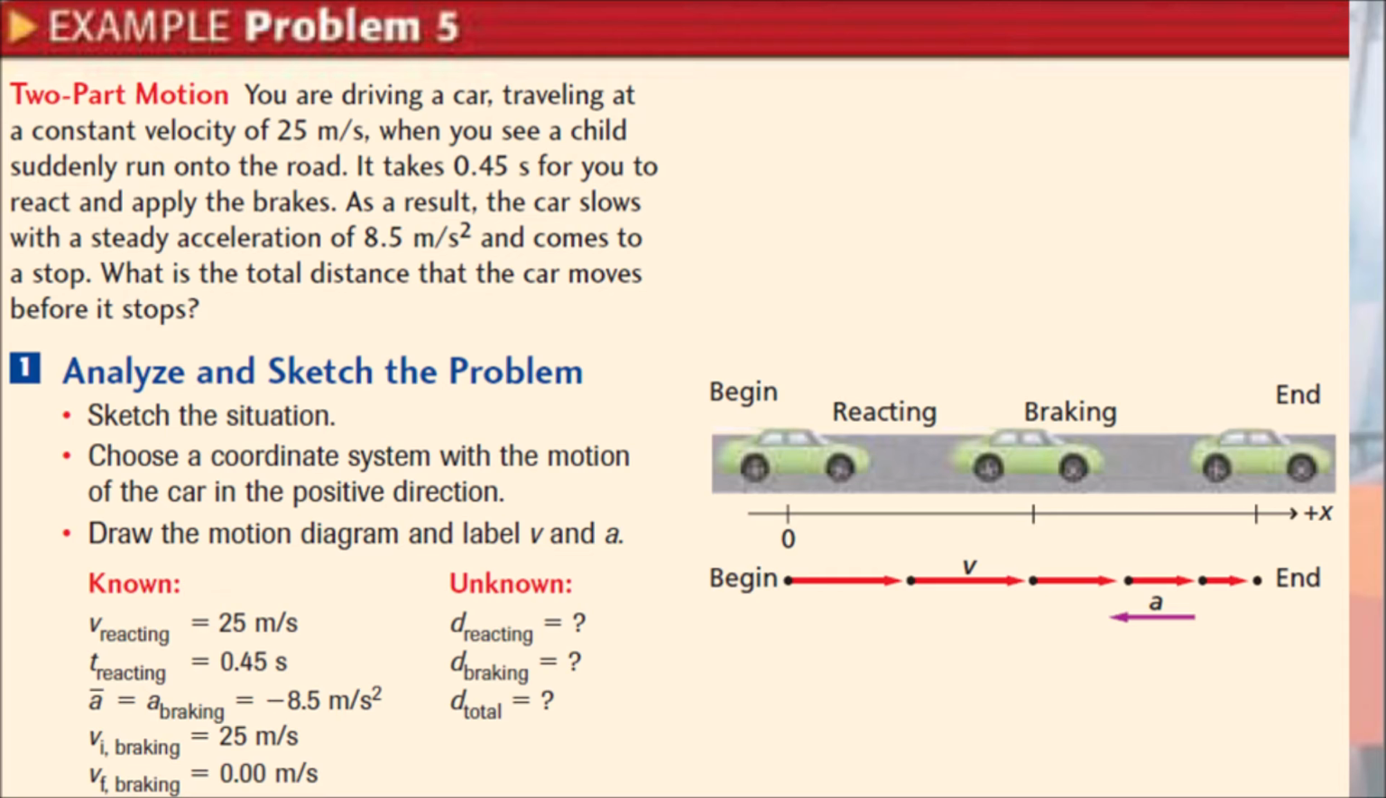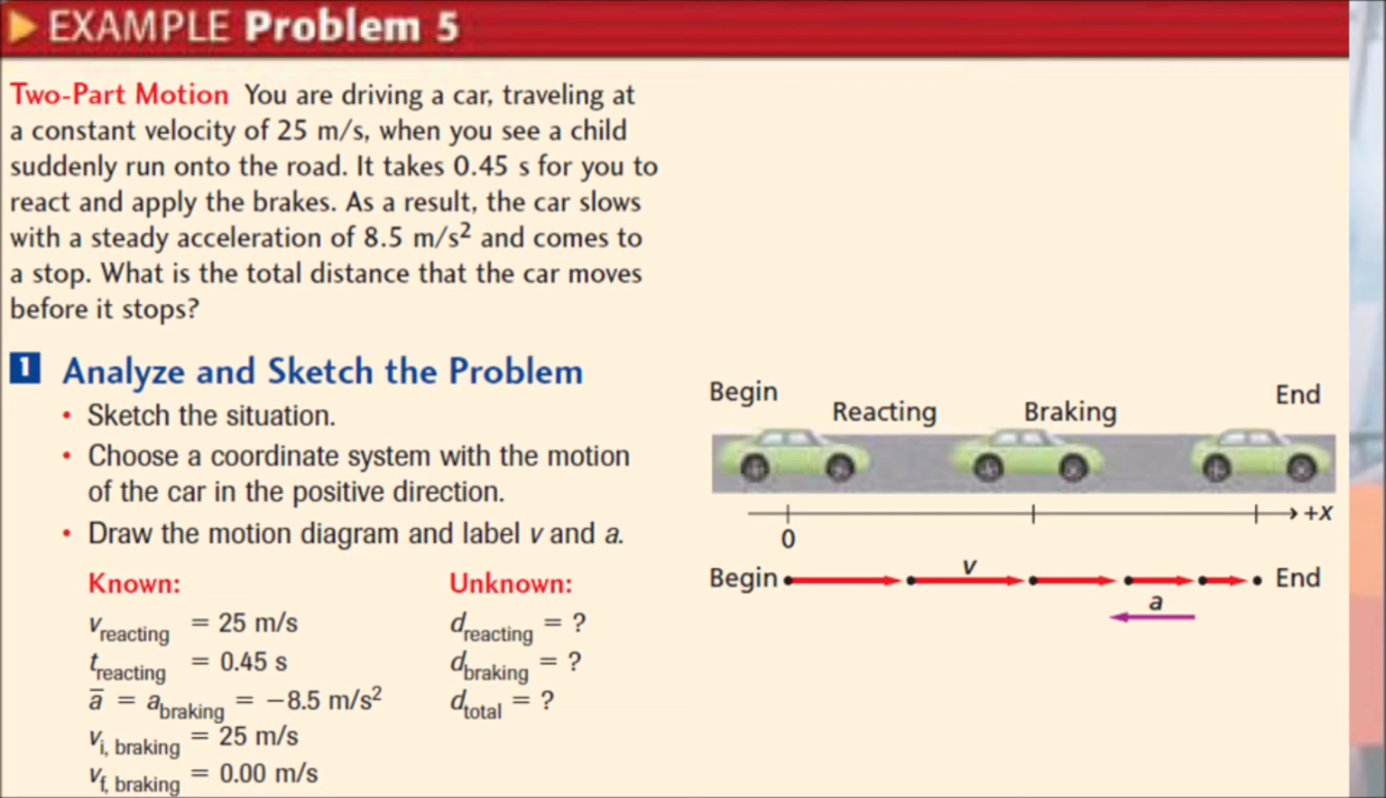All right, that brings us to example number 5. You are driving a car traveling at a constant velocity of 25 meters per second when you see a child suddenly run onto the road. Rather than hitting the accelerator, you hit the brake. It takes you 0.45 seconds for you to react and apply those brakes. As a result, the car slows with a steady acceleration of 8.5 meters per second squared and comes to a stop. What is the total distance that the car moves before it stops? So once again, I'm going to write down everything that I know.